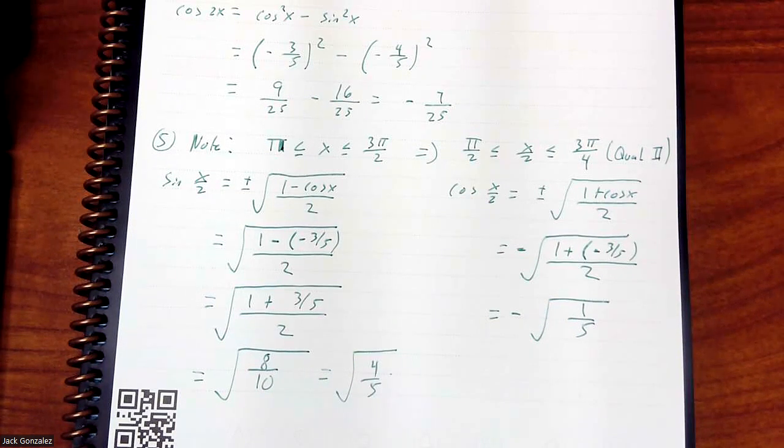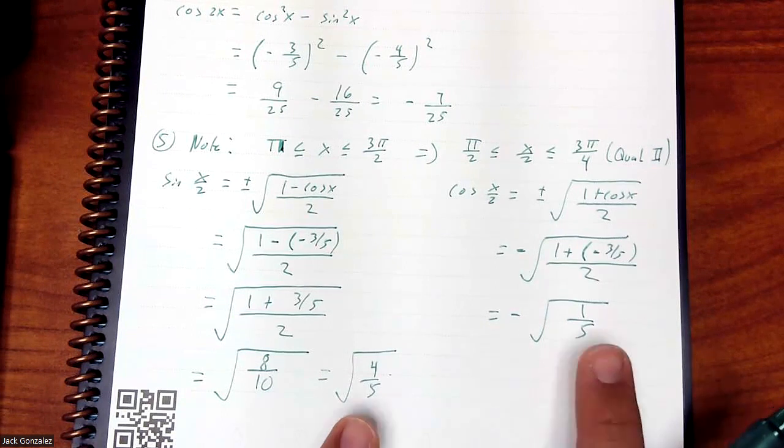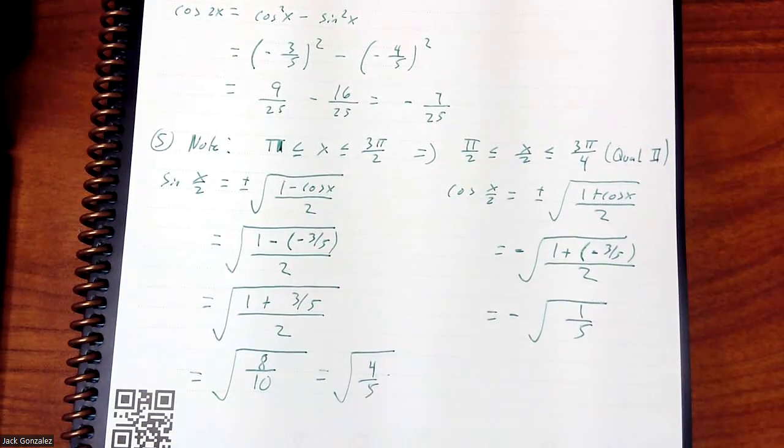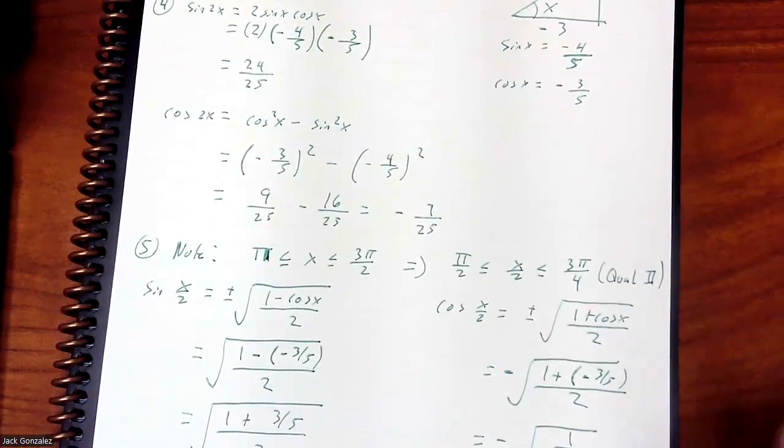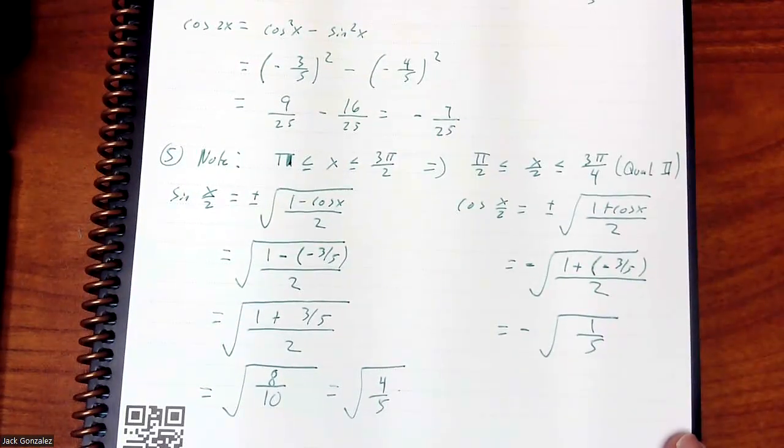Anyway, any question on 5? You can rationalize this and simplify a little further if you like. I'll do it. You can do it on the next page, I guess.